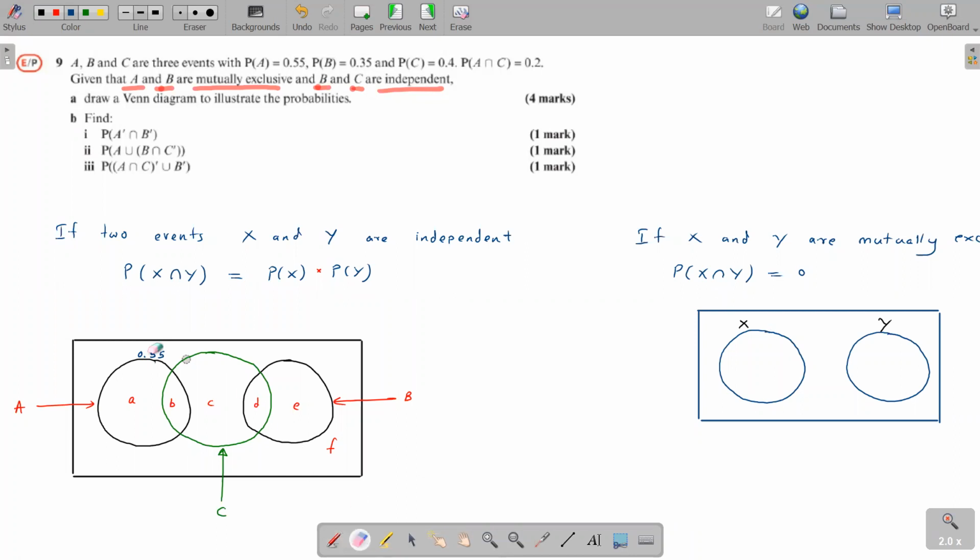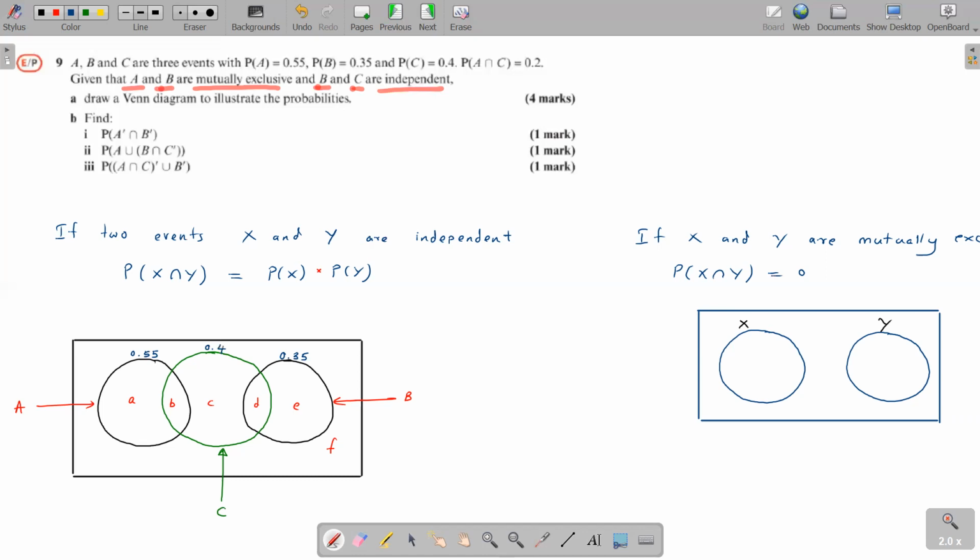0.55, because it's the full circle you need to consider. And then the next one, probability B is 0.35, which means the entire circle B is 0.35. So mark it at the top of the circle because it's the whole thing. Probability C is 0.4. So probability C means the entire circle C. So probability C is 0.4.